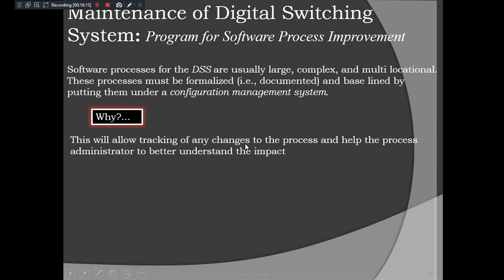Why? This will allow the tracking of any changes to the process. Okay, processes have to be updated because, as you have seen in the last slide, defect analysis is continuously giving feedback inputs for the further updation of the respective processes, and there is a closed feedback loop between all 4 processes, outages and defect analysis in a clockwise direction that we have discussed in the last slide, and it helps the process administrator to better understand the impact.